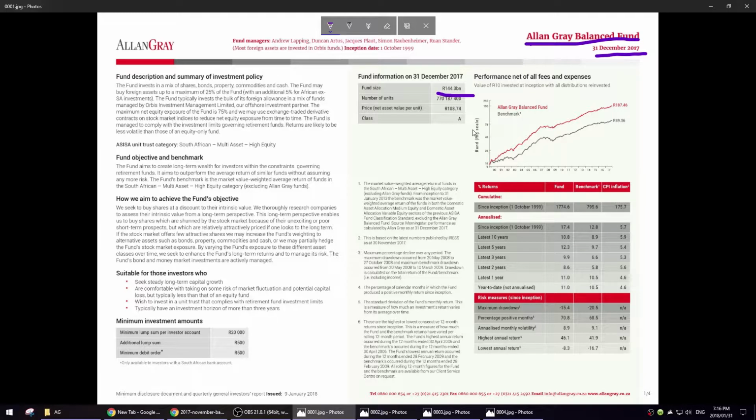Size of the fund. This is the performance it's done versus its benchmark. Since inception, 17.4% a year on average. That's not bad. Benchmark only did 12.8. Over 10 years, 1 year, etc. This is the worst it's ever done. This is how many months on average it's up. This is how volatile it is. Highest return ever in 1 year, lowest return ever in 1 year.